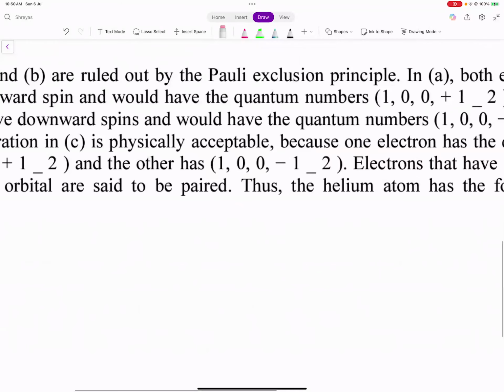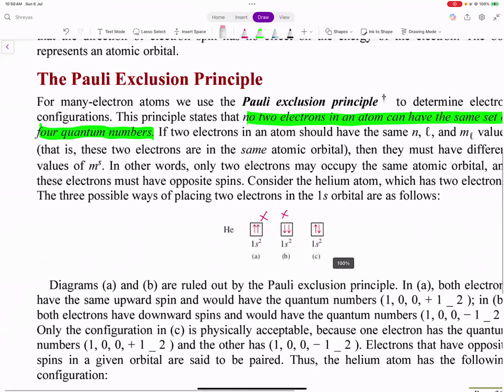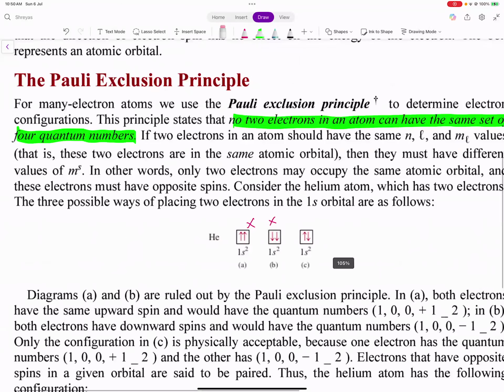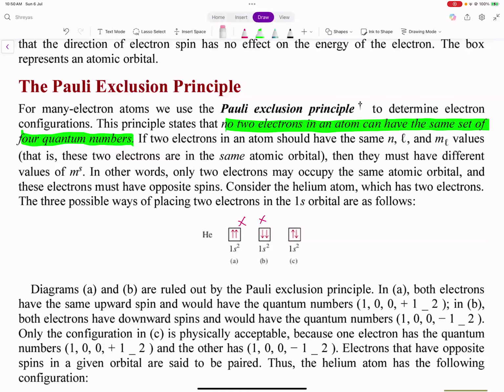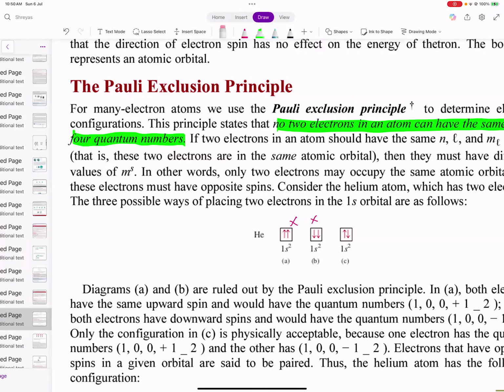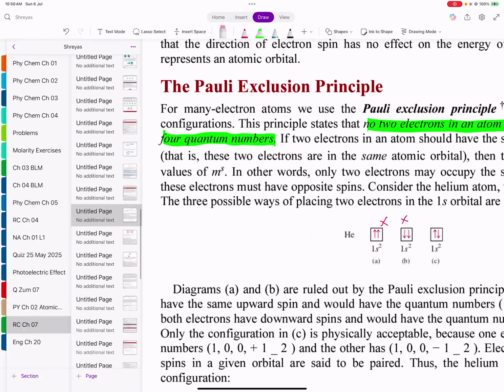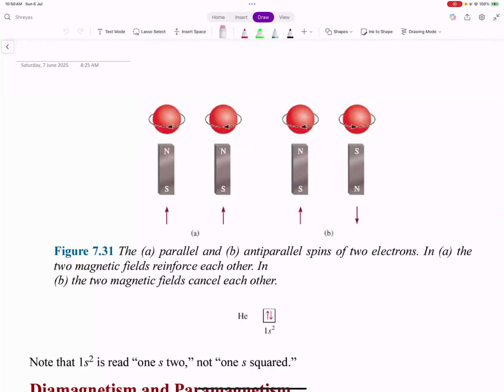The up and down arrows show the spin, plus half and minus half, for those two electrons. So this is about parallel and anti-parallel spins of two electrons, plus half and minus half.